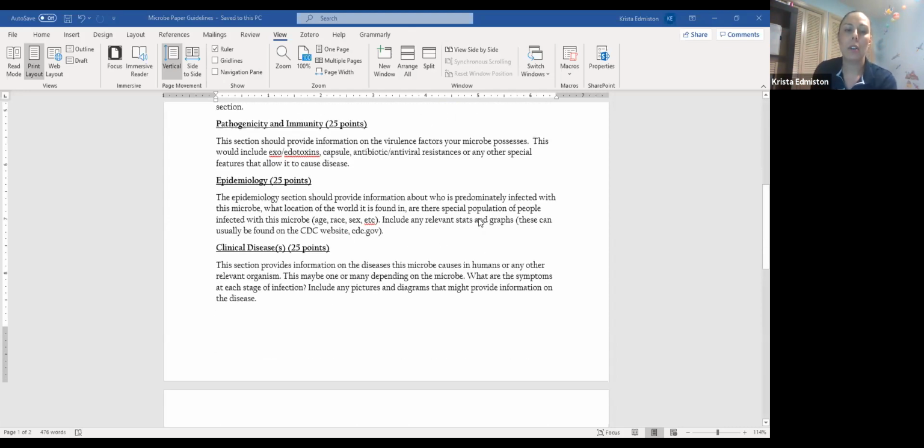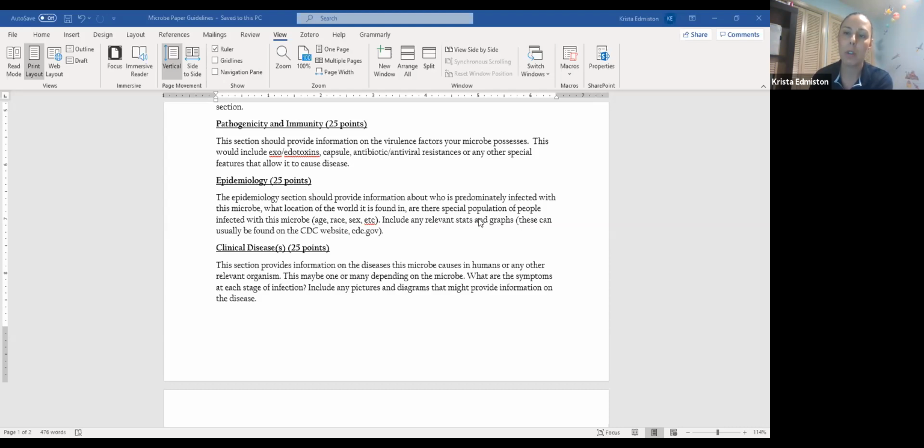Okay, clinical diseases. So this is things like what does it manifest as? Is it a big giant pustule on your skin, or a urinary tract infection? What kind of clinical diseases does it cause? Is it found in other hosts besides humans? Like if it's rabies virus, talking about maybe surveillance in dogs, cats, things like that. The symptoms at each stage of infection.